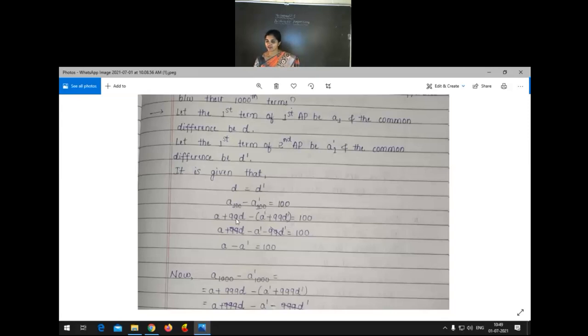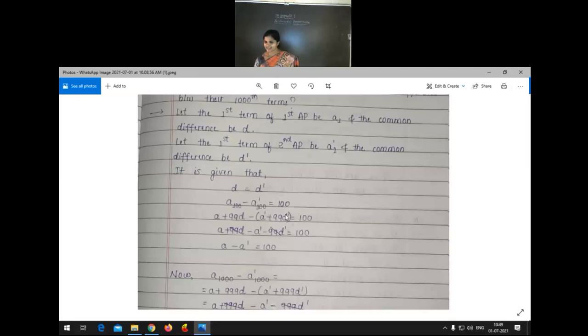A100, according to the general form, is A plus 99D, minus, okay, then you have to take the bracket here, because A dash 100 you are going to take in the form of A dash plus 99D dash, according to the general form only.